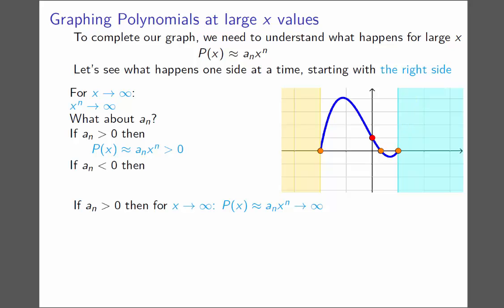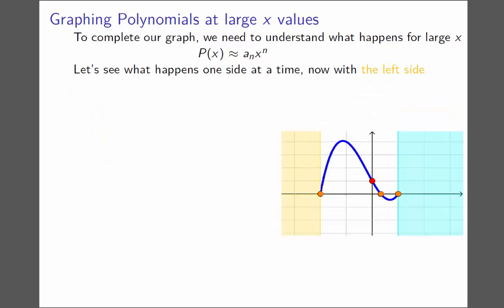And if a_n is negative, then p of x is a_n times x^n again, but now we have a_n, which is negative, times x^n, which is positive, which gives us a negative number. So p of x will be very large, but negative. In other words, if a_n is negative, then for x going off to infinity, p of x is going off to negative infinity.